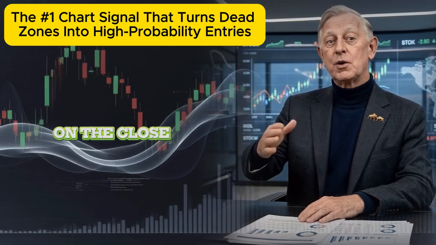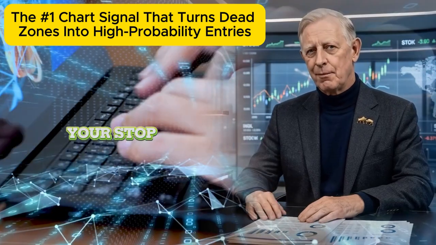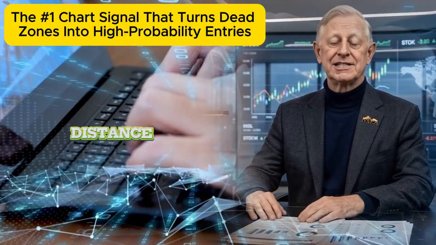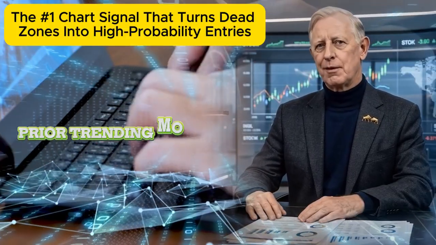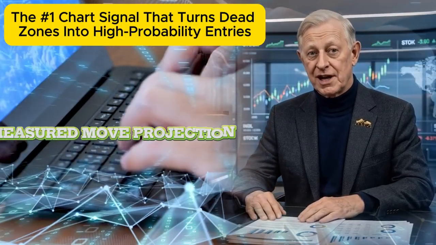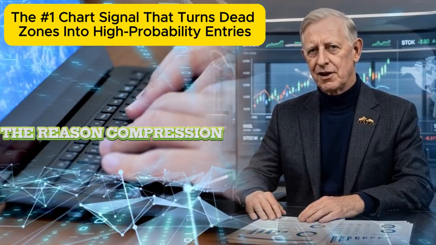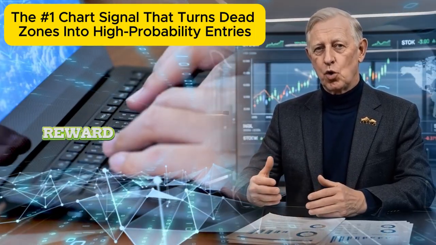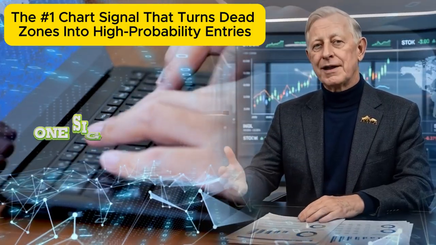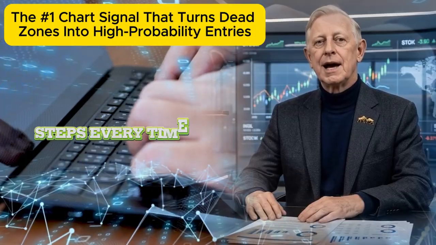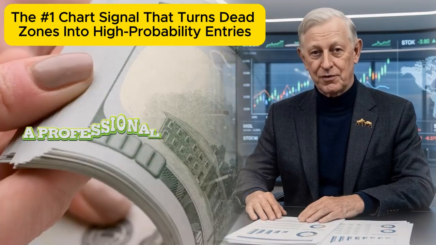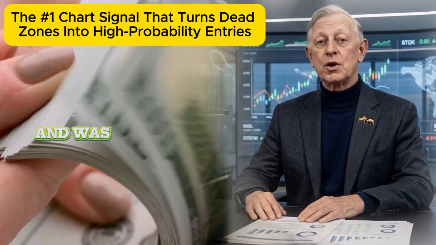Step 7. Place your entry on the close of the breakout candle, your stop loss on the opposite side of the compression range, and your first target at a distance equal to the height of the prior trending move that preceded the compression. This is your measured move projection, and it is the reason compression breakouts consistently produce reward-to-risk ratios that standard entries cannot match. One signal, 7 steps, every time. An amateur sees the breakout and asks why they missed it. A professional saw the compression first and was already positioned.